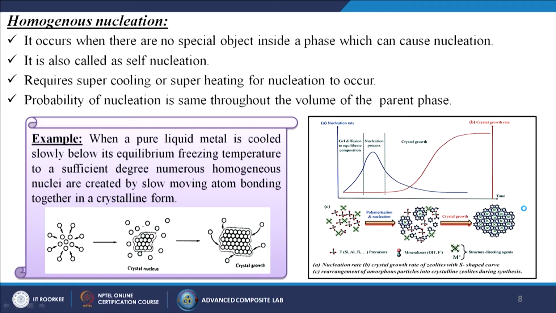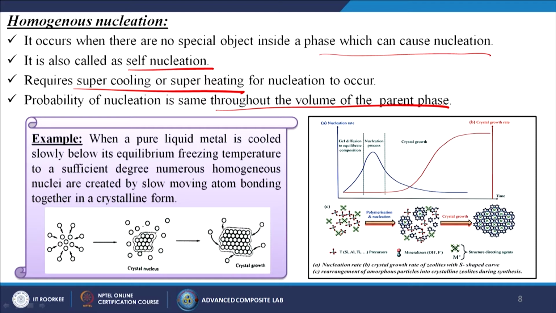Now, we are going into details for the homogeneous nucleations. It occurs when there is no special object inside a phase which can cause the nucleation. It is also called self nucleation, and it requires supercooling or superheating for nucleation to occur. So, supercooling and superheating is required. Probability of nucleation is the same throughout the volume of the parent phase. What is the example? When a pure liquid metal is cooled slowly below its equilibrium freezing temperature to a sufficient degree, numerous homogeneous nuclei are created by slow moving atoms bonding together in a crystalline form.